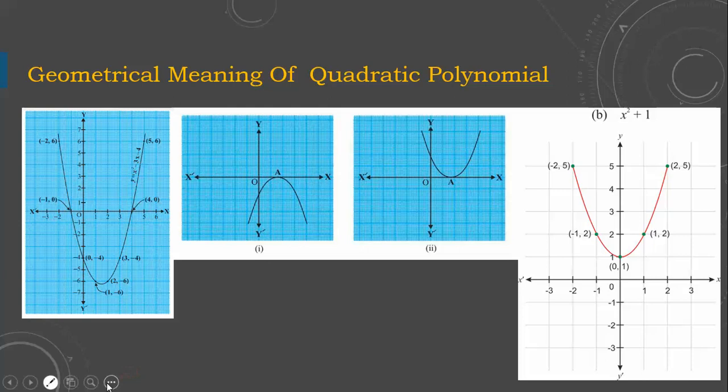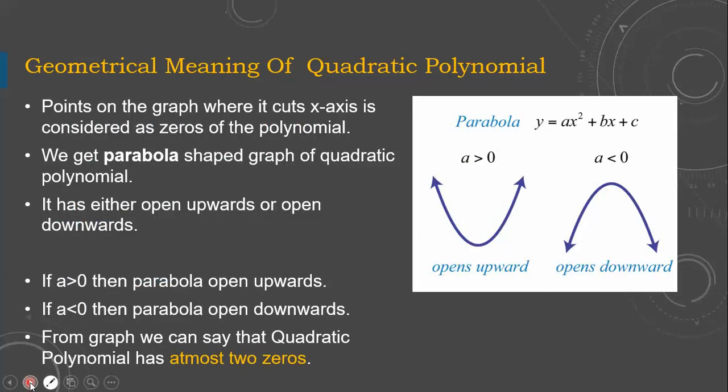Okay, so from this graph we can conclude that points on the graph where it cuts the x-axis are considered our zeros of the polynomial. Okay, and the shape of the quadratic polynomial is a parabola. Either it opens upward or it opens downward. Now how can we say it opens upward, and when does it open downward? It depends upon the a.